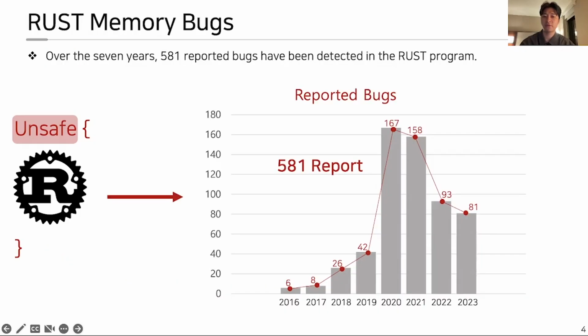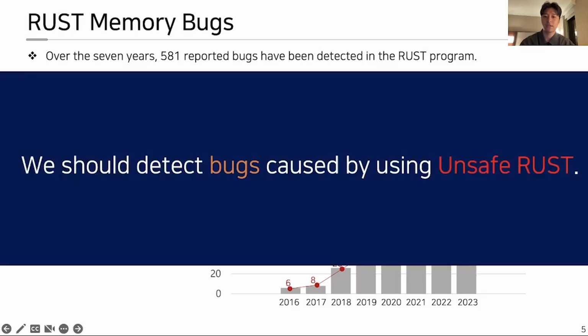However, as strict safety rules are not applied to unsafe Rust, memory bugs can occur in unsafe Rust. As shown in the graph, the Rust security database reported 581 memory bugs in Rust programs over the past 7 years. It means that, similar to C and C++, there is a non-memory-safe area in the Rust programming language caused by unsafe Rust, and there are still security holes that the Rust compiler cannot guarantee. So, to continuously use Rust in a memory-safe manner, we should detect and eliminate these memory bugs stemming from unsafe Rust.